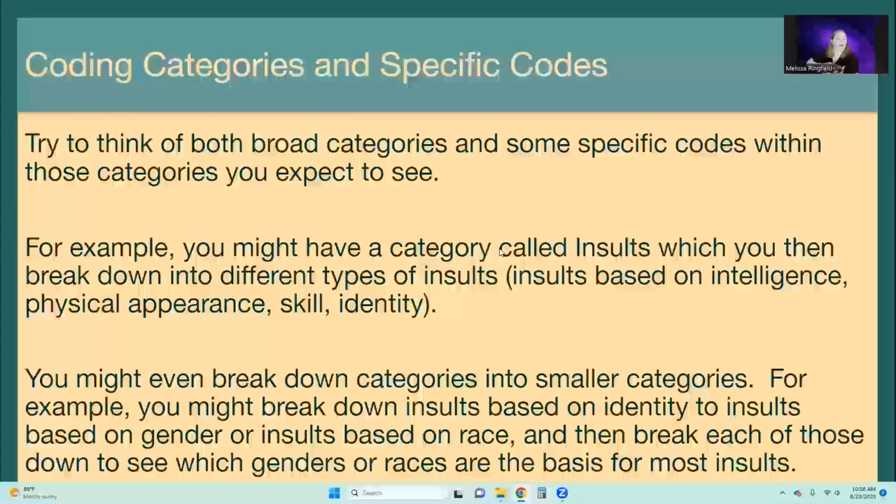Try to think about both broad categories and some specific codes within those categories you expect to see. For example, you might have a category called insults, which you then break down into specific types of insults. Insults based on intelligence, on physical appearance, skill, identity. You might even break down those categories into smaller subcategories. For example, you might break down insults based on identity to insults based on gender or insults based on race, and then break each of those down to see which genders or races are the basis for the most insults.